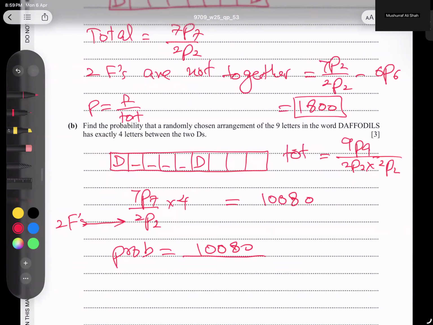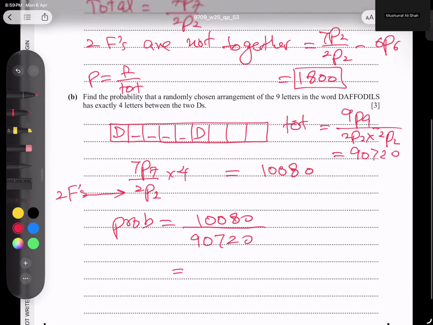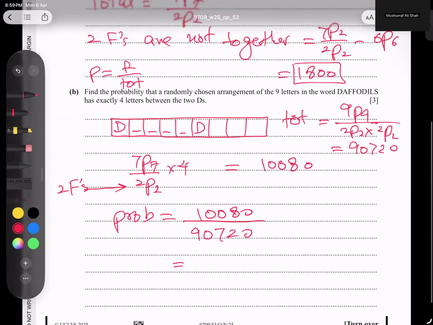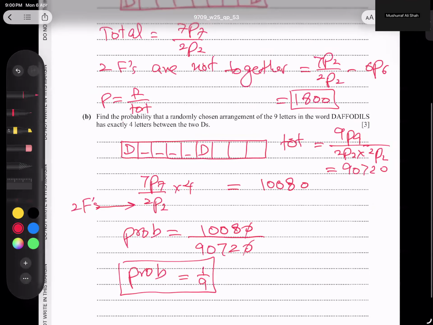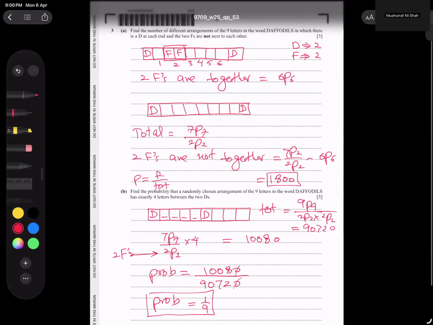This is the total possibilities. And if I check this in the calculator, 9P9 divided by 2 and 2, I'm getting 90720. So if I divide 10080 by 90720, let me check in the calculator. The zero cancels, and the answer turns out to be 1/9. And I hope the concept of the question is completely clear. Ready.